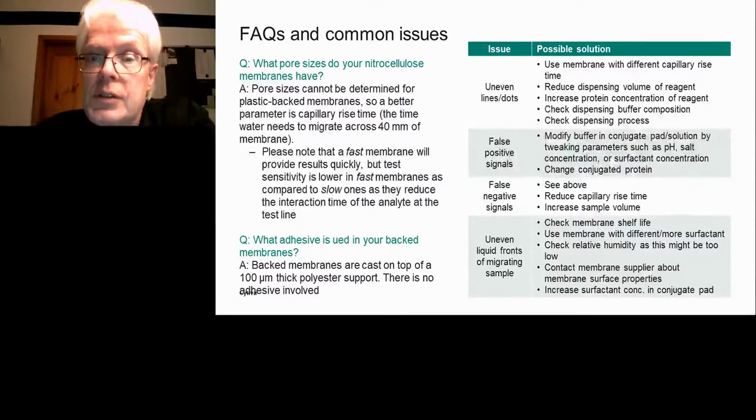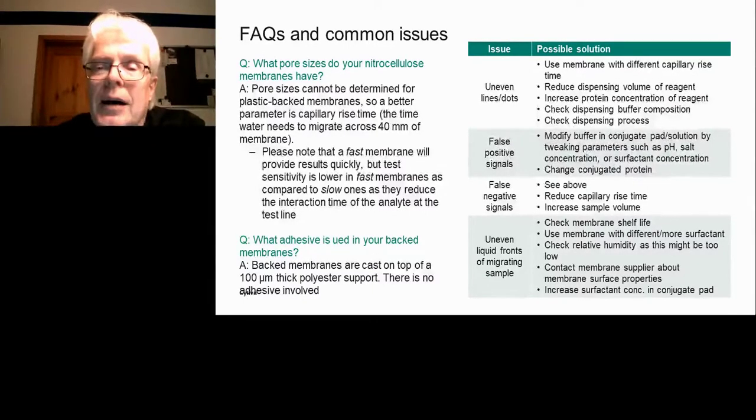False positive signals in terms of membrane issues can be modified by changing the buffer in the conjugate. You may tweak the pH, the salt concentration. You may play around with surfactants, and worst case is that you have to change a conjugated protein. For false negative results, a typical solution would be to increase the capillary rise time. That means to use a slower membrane. This very often leads to a better sensitivity of a test.